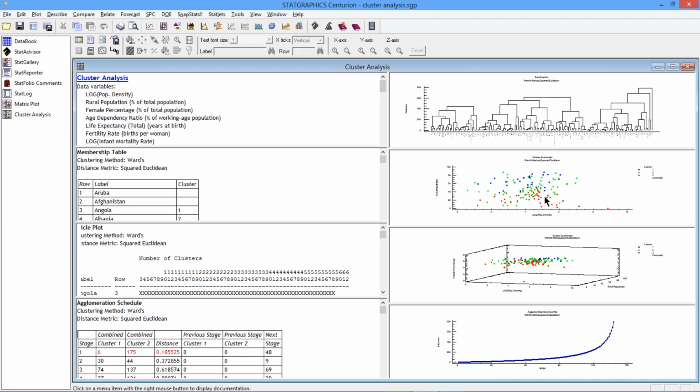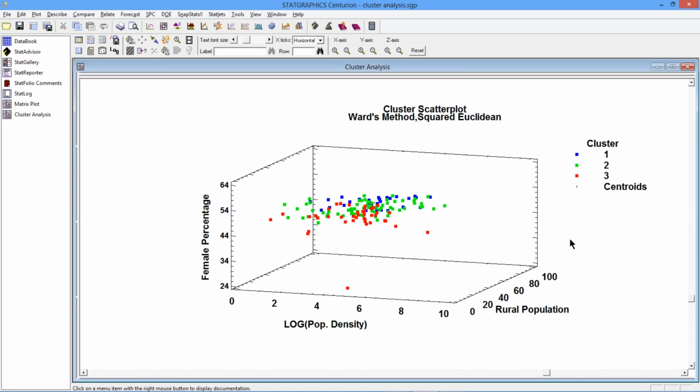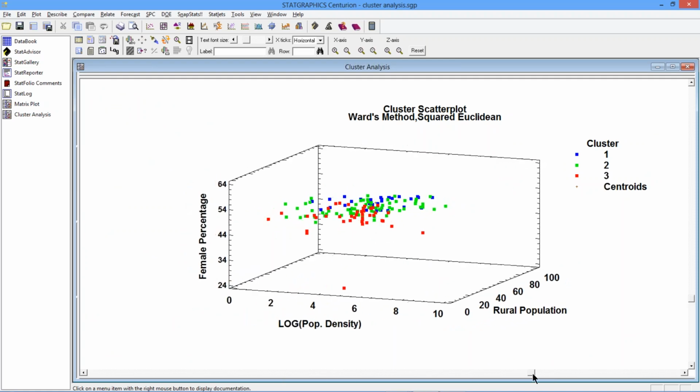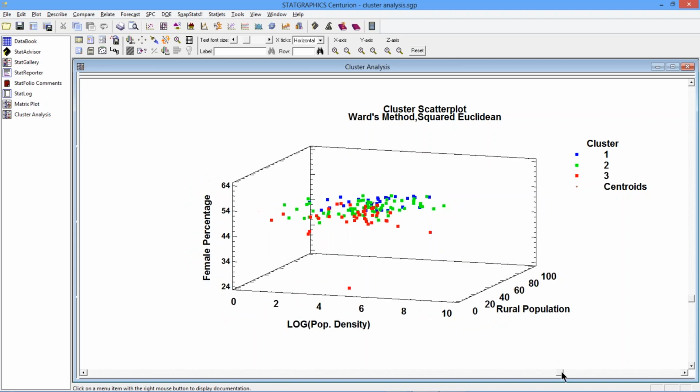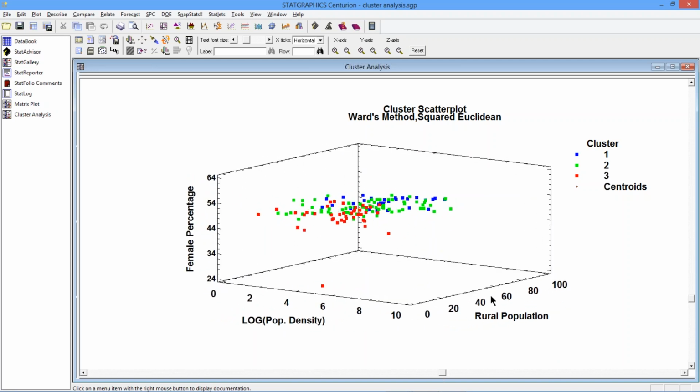Okay. Well, now let's look at a couple other plots that might be of interest. Here is a 3-dimensional scatter plot. Okay, and now it's color-coded, each country, each point represents a country, according to which cluster it was put into. Now, unfortunately, I can't plot versus all 10 variables. I can only plot versus 3. That's not a very good separation, unfortunately. Population density, rural population, and female percentage don't really show you why those countries were divided the way they were.